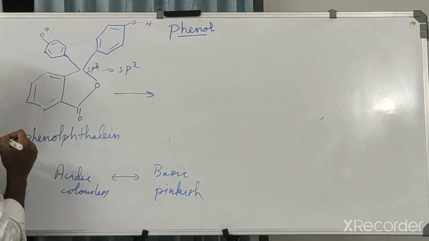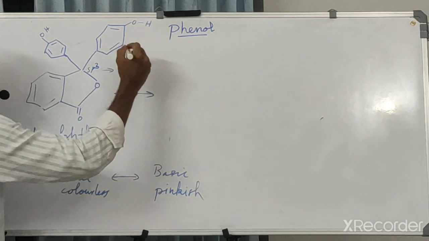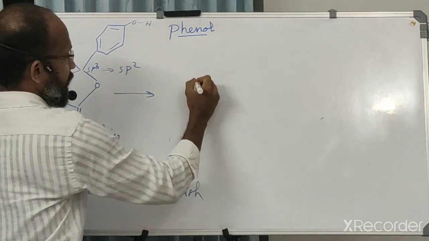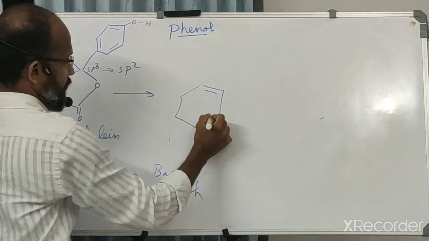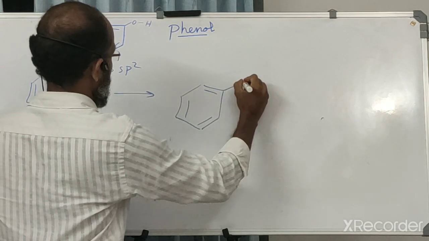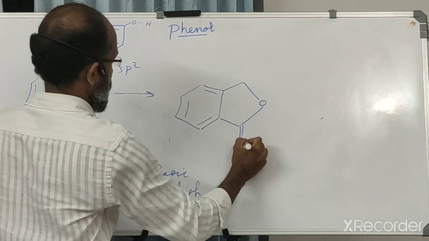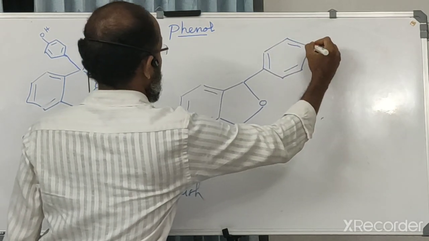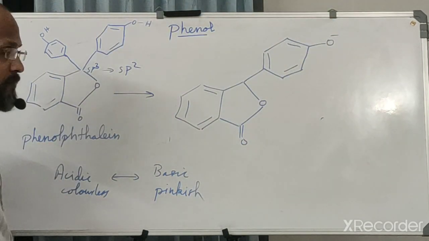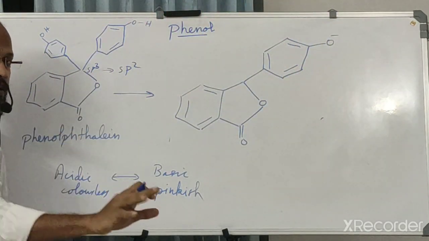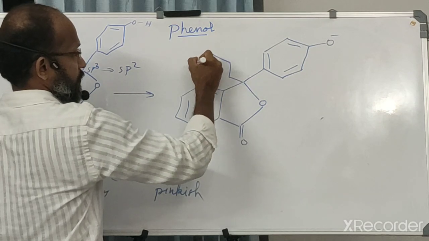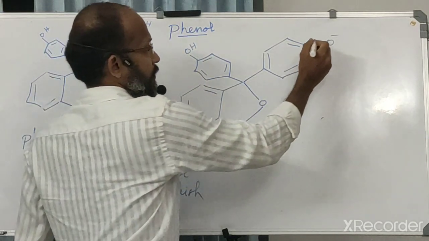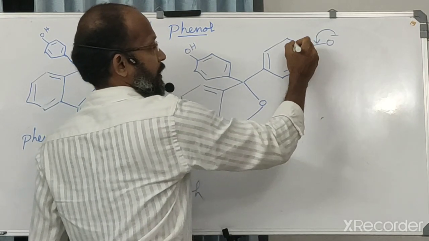How can you convert that? That is a very simple process. If you introduce sodium hydroxide, or make the solution basic, what will happen? This is the structure. Because this is a phenolic system, the proton is taken by the base. So what will happen? This will form resonating possibilities, so it will be resonated.